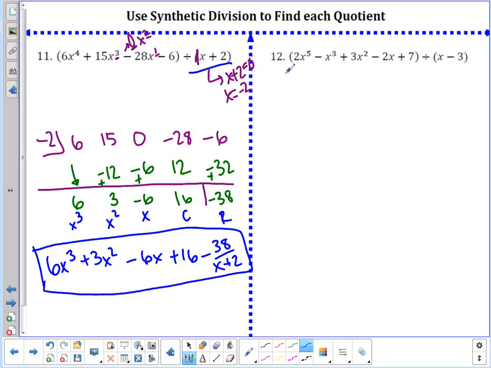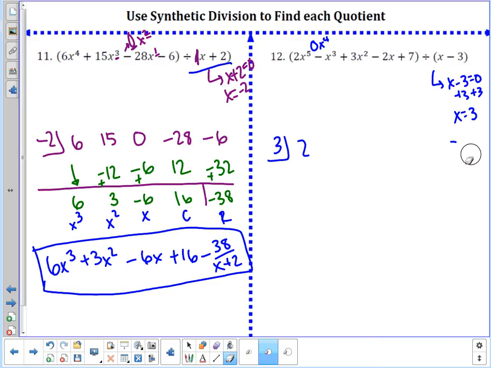So now we know that we need to check our powers. So I have x to the fifth, I'm missing x to the fourth. Then I have x to the third, x squared, x to the first, constant. So everything else is fine. This is x minus 3 equals 0. Add the 3, and I get x equals 3. So 3 goes outside. Coefficients are 2, negative 1, 3, negative 2, and oh, see, I just did it myself. I skipped the 0. Get rid of that, sorry. 2, 0, then negative 1, then 3, then negative 2, then 7.